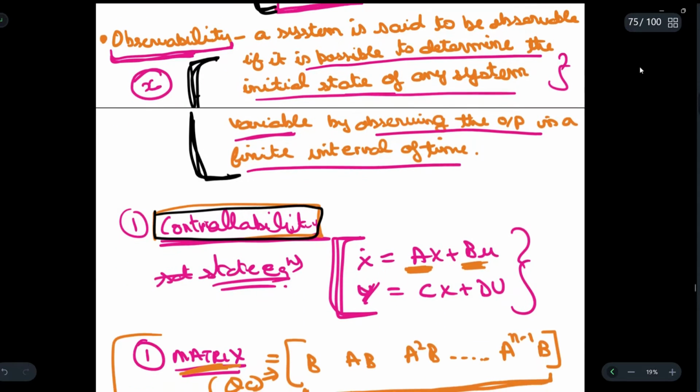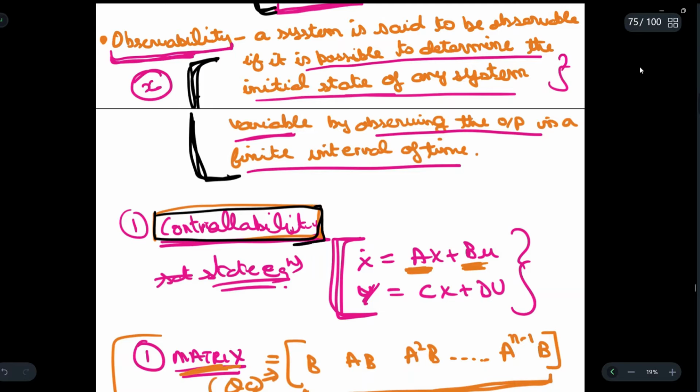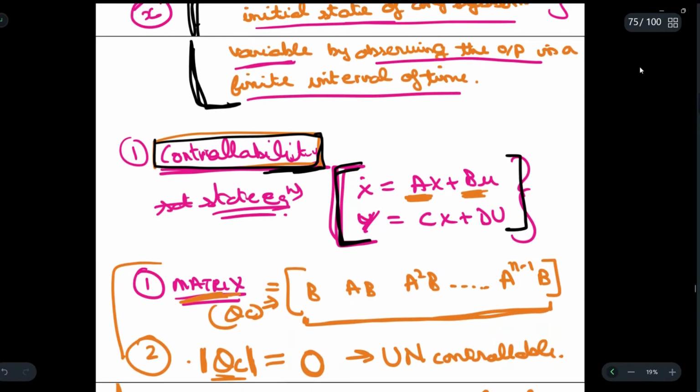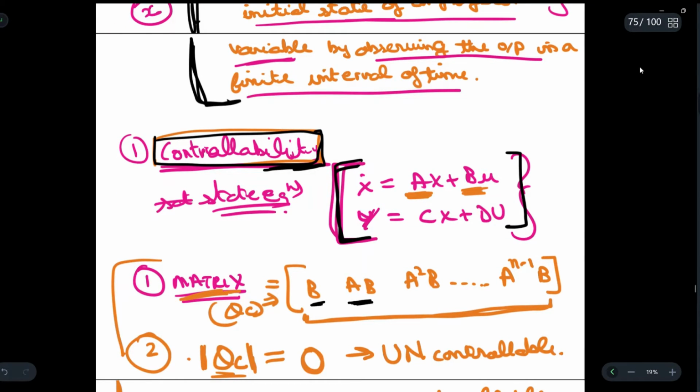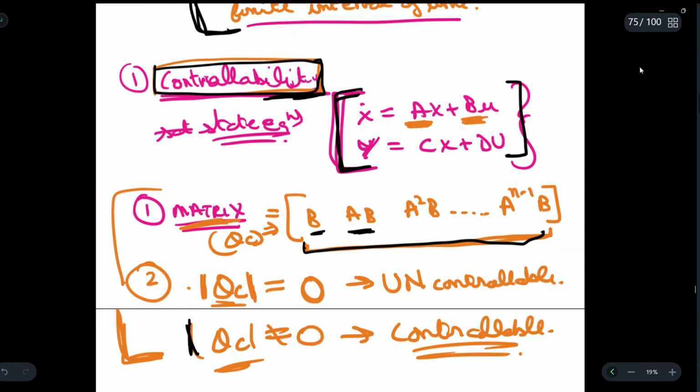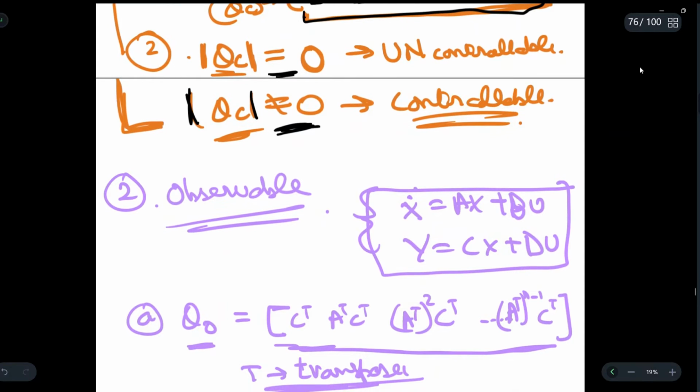Now we saw how to find the controllability of a system in a numerical. Suppose we are given the state equations, x dot is equal to Ax plus Bu, y is equal to Cx plus Du. From there we will take the matrices B and A, then we will find this particular matrix, and then we will find the determinant of this matrix Q_C. The system is controllable if the determinant is not equal to 0, and it is said to be uncontrollable if the determinant comes out to be 0.